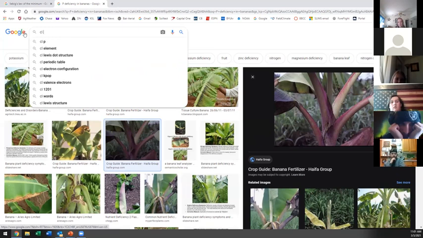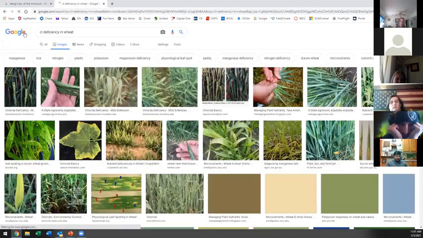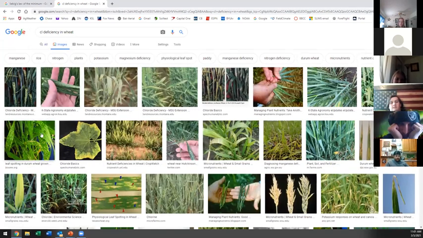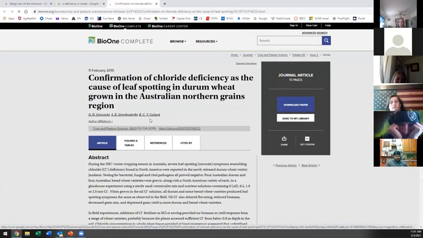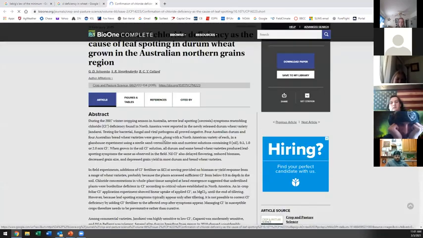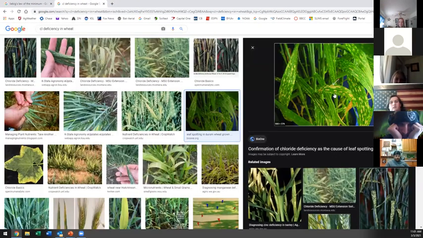Let's look at a fun one. This one's fun. Let's look at chloride deficiency in wheat. Ooh, look at that. Well, that didn't work. You get this speckling, okay? Speckling in wheat plants is because of chloride deficiency.